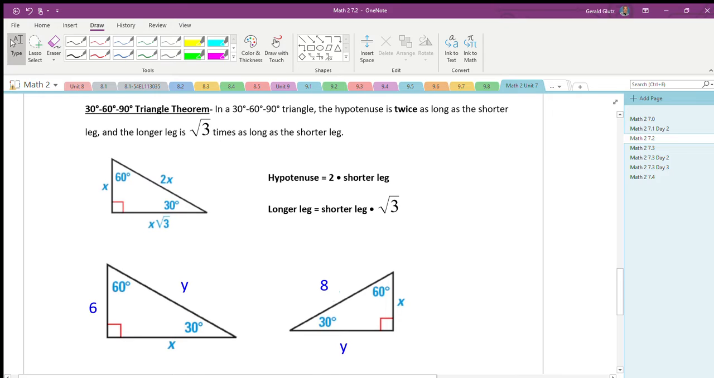So moving on to the next page. On this page we're going to be talking about 30, 60, 90 triangles. So these rules are a little bit different.